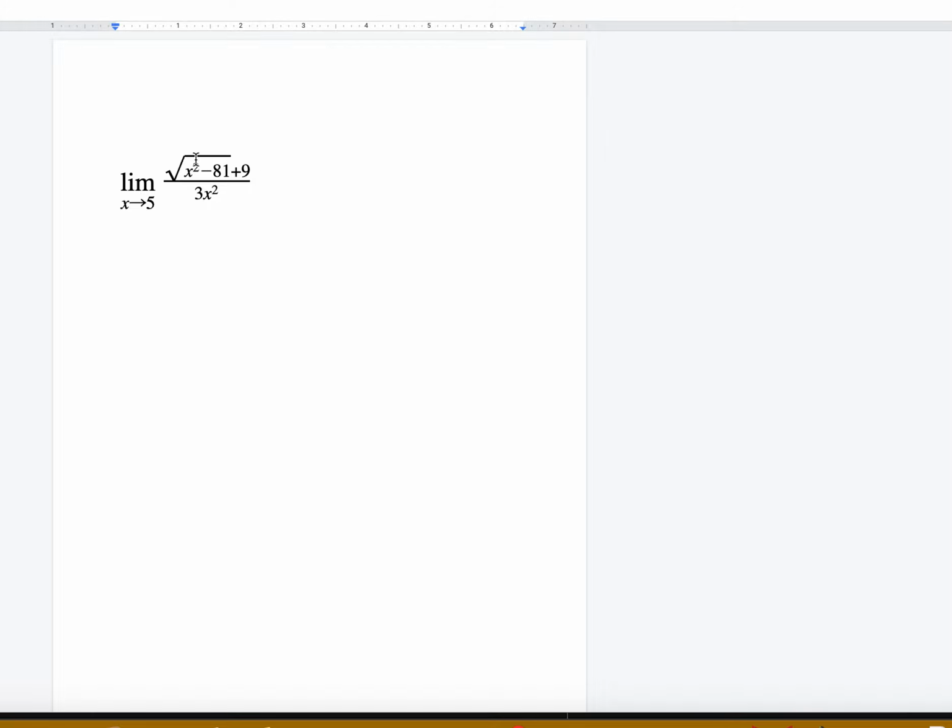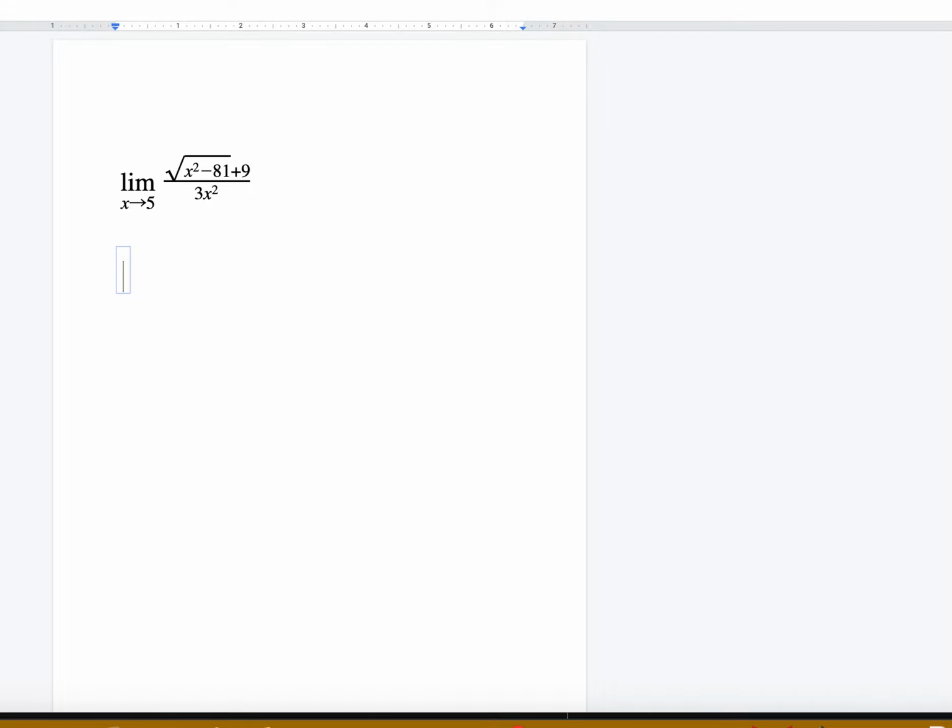Right here we are given the limit as x approaches 5 of the square root of x squared minus 81, all that plus 9, over 3x squared. So, how do we do that? Well, the first step is to take the derivative of both sides. But remember, every step of the way you gotta bring the limit down.